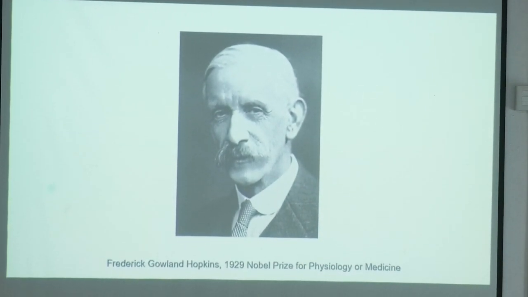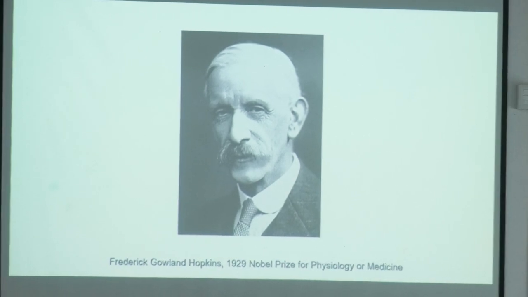Here you see two famous scientists. One is Hopkins, who got the Nobel Prize in 1929 for physiology and medicine. What he said was that during that time, there were only three important sources of nutrition: protein, fat and carbohydrate. Hopkins first gave the idea that it is not only these; there must be some other factors which are required for the human body.